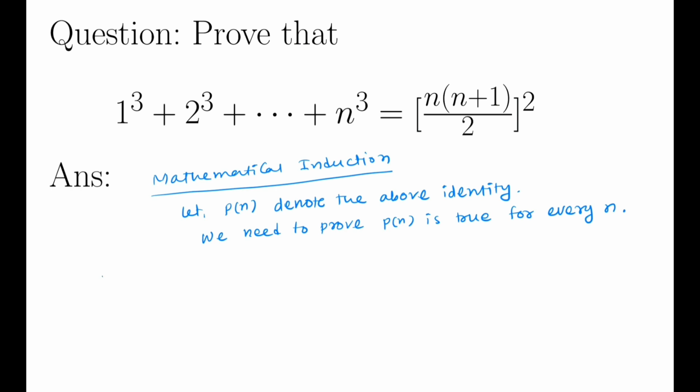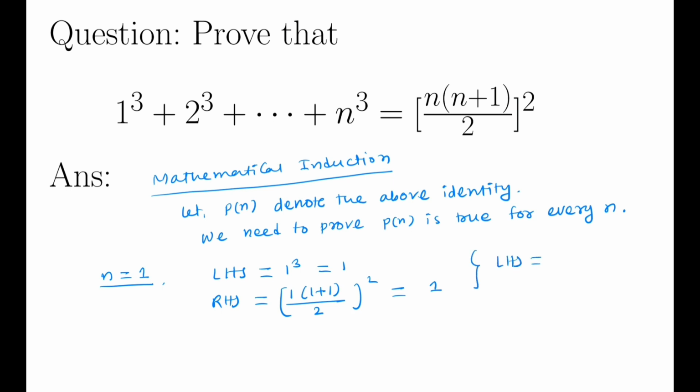Okay, so for that, we check for n equal to 1. So for n equal to 1, we have LHS is 1 cube, which is 1. And we have RHS, if we put 1 instead of n, so we have 1 into (1 plus 1) by 2 whole square. So it is nothing but 1. So from here, we can conclude LHS equal to RHS, and that will imply that P1 is true.